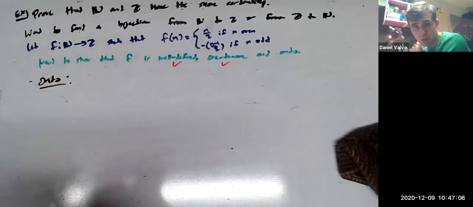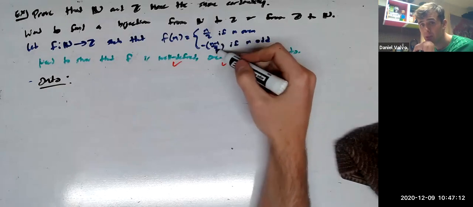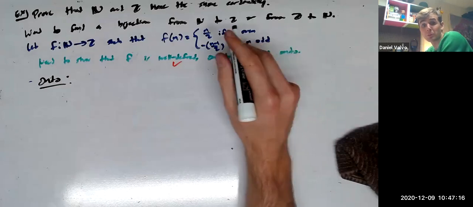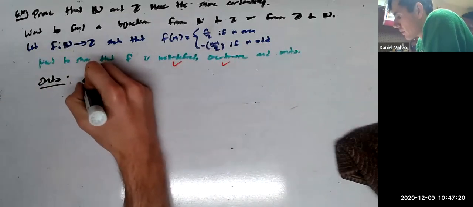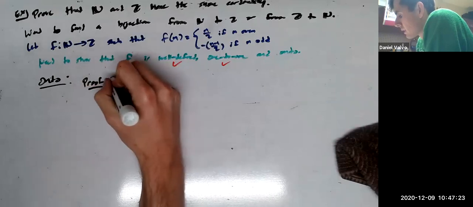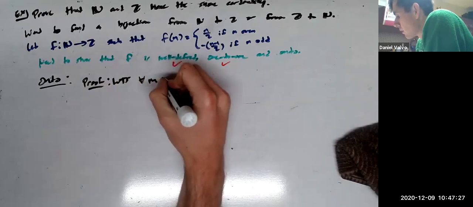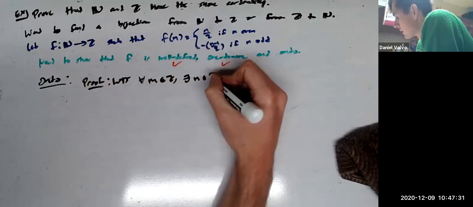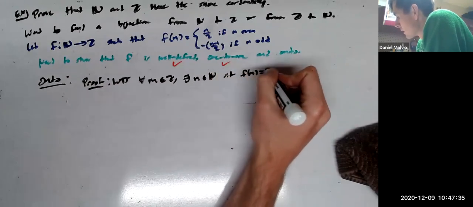And it kind of says it's going to be onto, because remember we plug the evens in, we're going to recreate all the positives, plug the odds, and we're going to recreate all the negatives. So no matter what, we'll be fine. We're going to prove that. So the proof goes like this. As always, we want to show that for all m in the codomain Z, there exists an n in the domain, the natural numbers, such that f of n equals m.